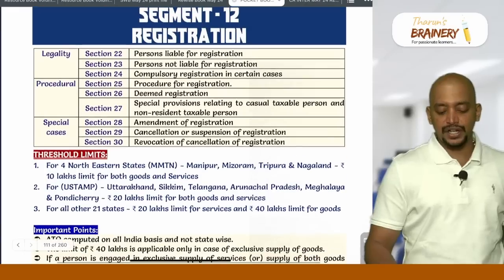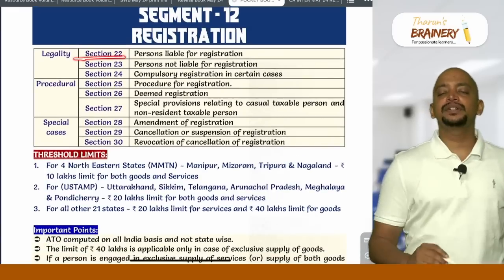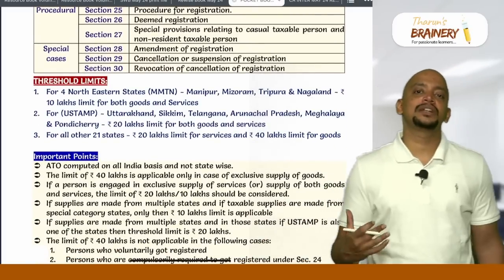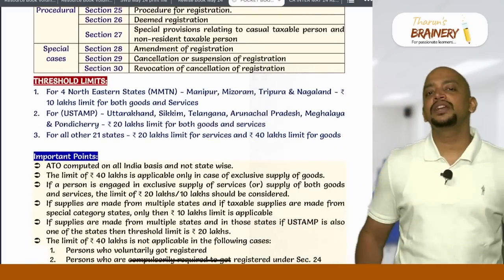So in this, first we need to understand section 22. So when a person is required to get registered: as and when the person's aggregate turnover exceeds the threshold limit, that person is required to get registered. So what is the meaning of aggregate turnover?